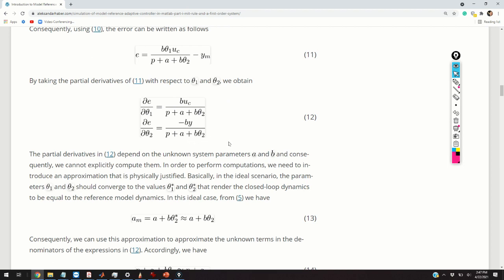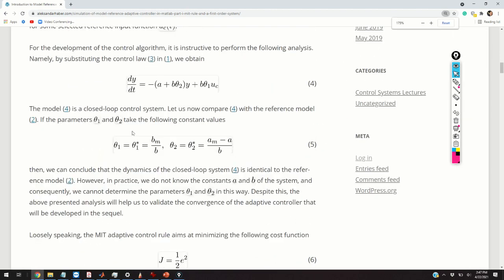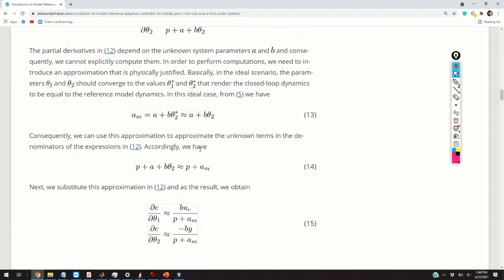Now, in the ideal scenario, the parameters theta 1 and theta 2 should converge to the values theta 1 star and theta 2 star that render the closed loop dynamics equal to the reference model dynamics. Well, if you go back, if theta 1 is equal to theta 1 star, bm over b, and theta 2 is equal to theta 2 star, equal to am minus a over b, then we know that we have a perfect or the most optimal controller. From equation 5, we can use it to assume the following.